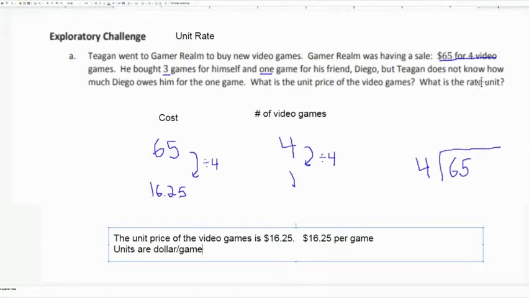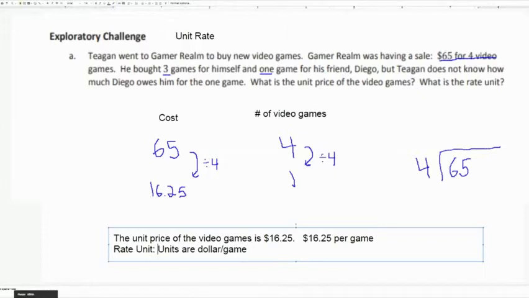And it says, what is the rate unit? The rate unit's right here, so let me label that for you. The rate unit just simply means, if you need to, you can put it over here. The rate unit is just telling us what units are involved. The units involved are the dollars and the games. So we're talking about dollars here, and we're talking about games over here.